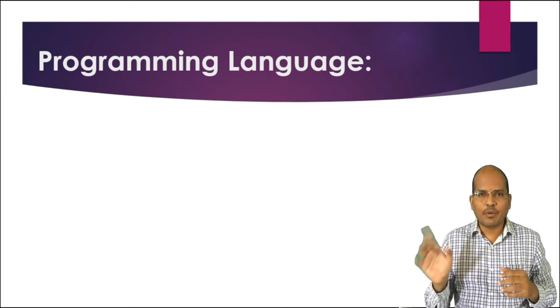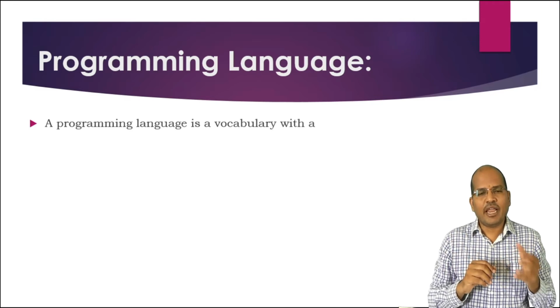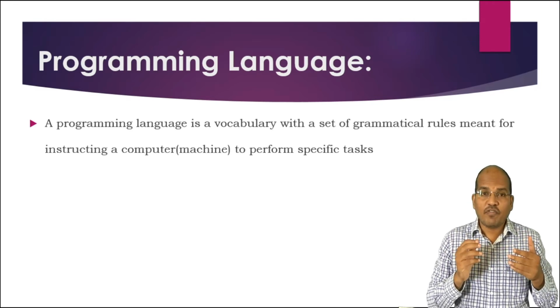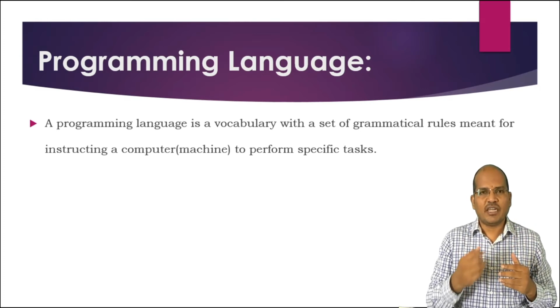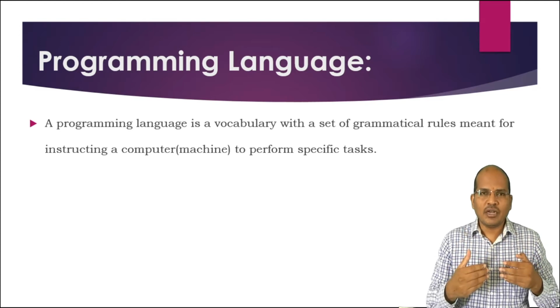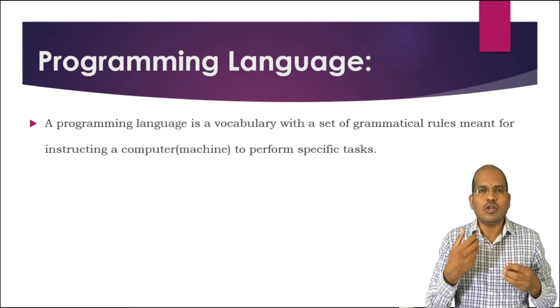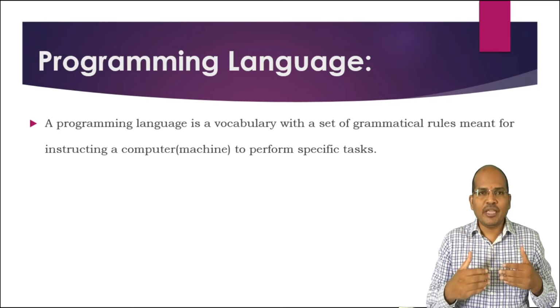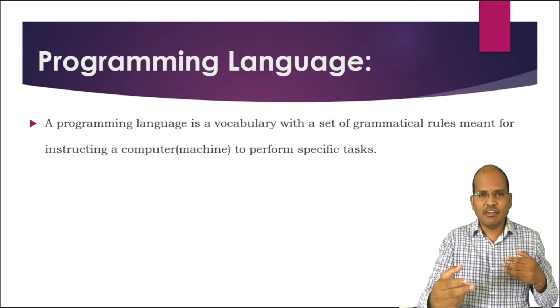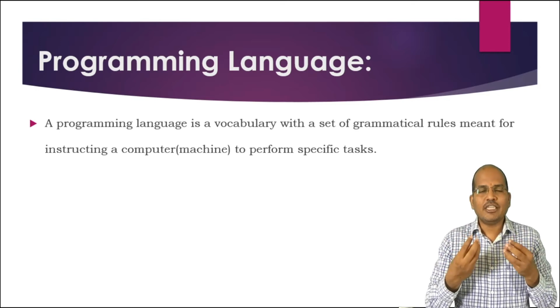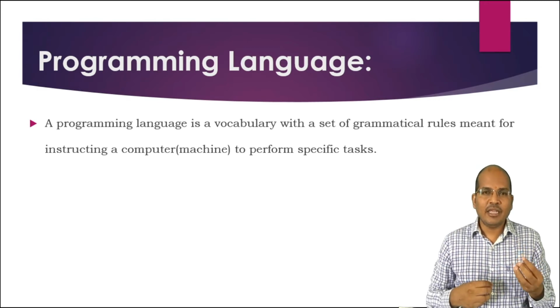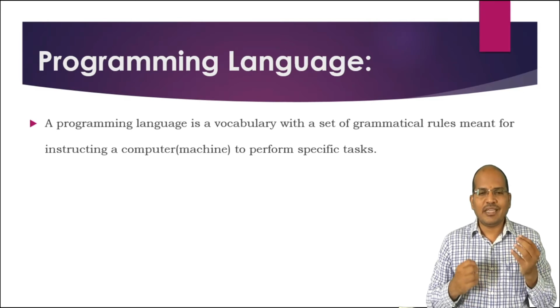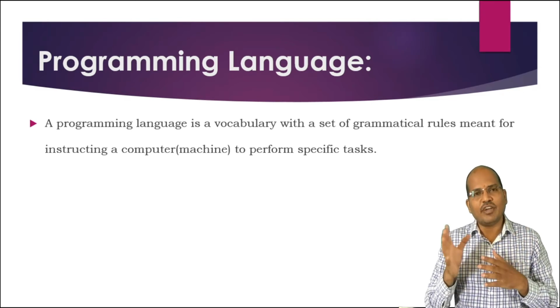Now, what do you mean by the word programming language? The very name says a programming language is a vocabulary with a set of grammatical rules meant for instructing a machine to perform specific tasks. Now, whenever you talk English, it is based on some set of rules. You cannot talk English according to your mind. We speak by following some set of grammar rules. Similarly, when you want to make the machine work according to your instructions, you need some tool of communication, and that mode of communication is generally a programming language. So programming language is a vocabulary with a set of grammar rules.